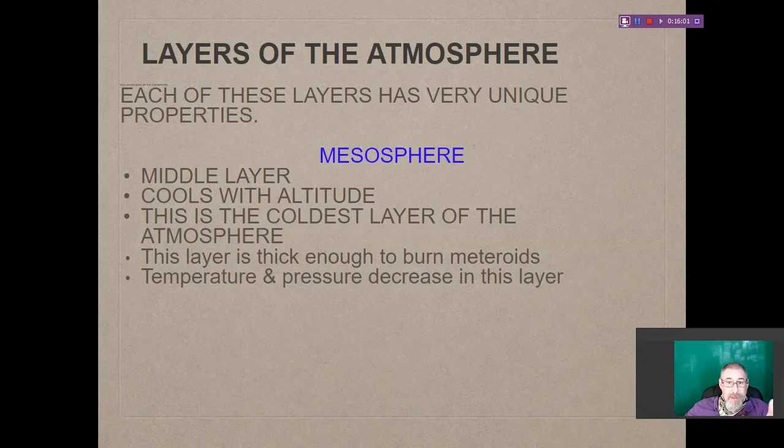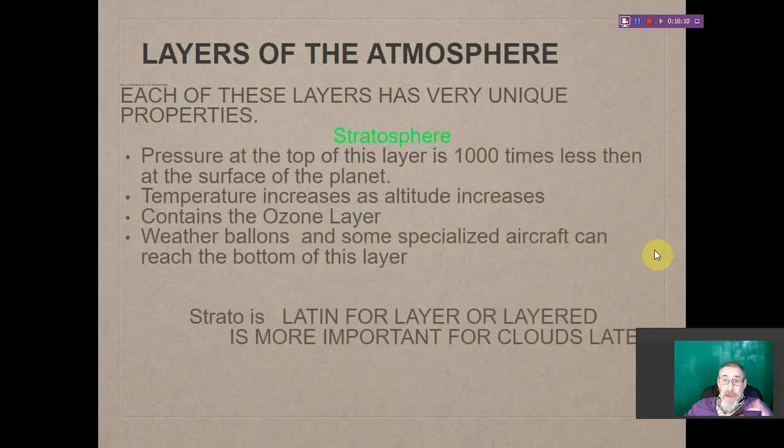So we get through the mesosphere, and we're going to hit another sphere that is going to start to be where we see a lot of stuff happening. So our next layer is the stratosphere. The pressure at the top of this layer is 1,000 times less than what it is where you're sitting right now. So in the space from where you're sitting to the top of the stratosphere, there's 1,000 less units of pressure pushing down. As we go up in the stratosphere, temperature starts to increase. It gets a little warmer, not much.